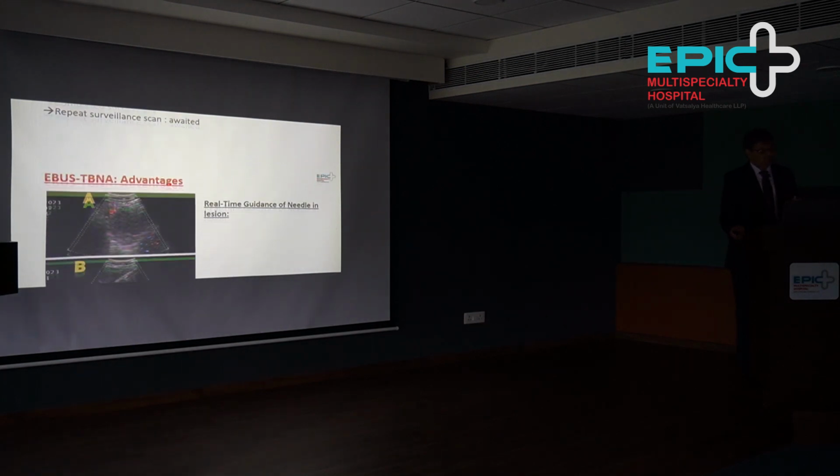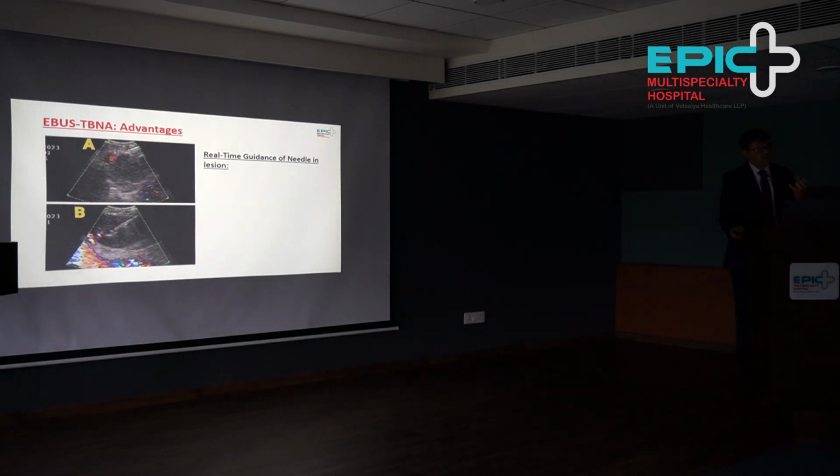Coming to one more case, where there is real-time guidance, it was station 7 or subcarinal lymph node. Now the thing is with conventional bronchoscopy, when we put the needle, we don't know where the needle is going. As you can see, this is a big lymph node, but our needle is not puncturing it. And here you can see with the real-time guidance, now we can align and adjust the needle, and now we can see beautifully that it is puncturing the lymph node. We can also see that there is a blood vessel here, and it is not piercing the blood vessel. So it gives us so much precision, and it avoids the risk of inadvertent puncture of the great vessels.